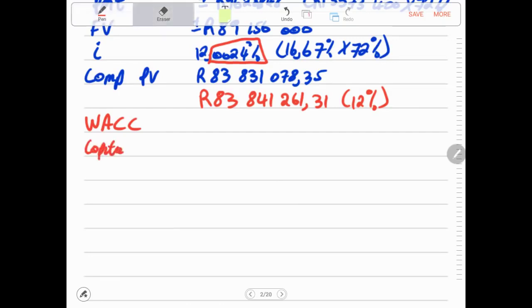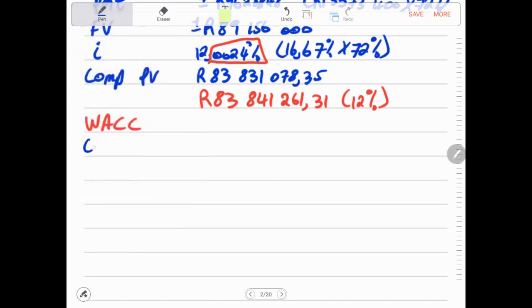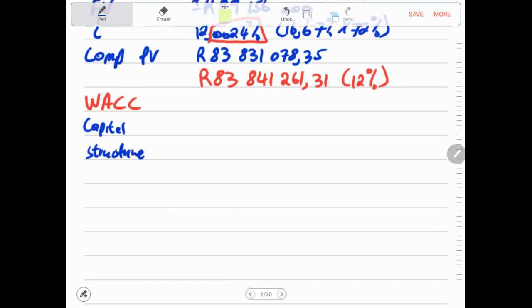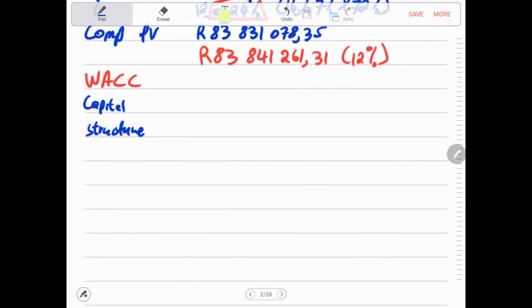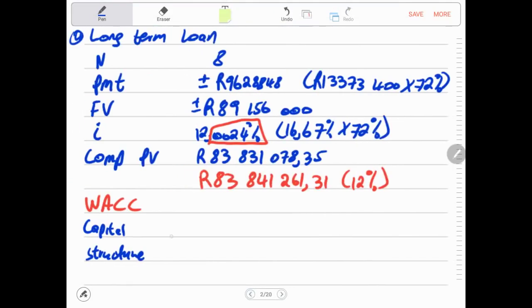Let me just use a different color. Blue seems to be a bit brighter. We have capital structure. And after capital structure, we have market values.